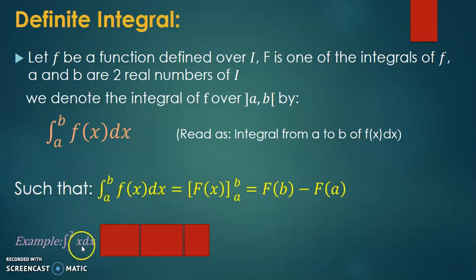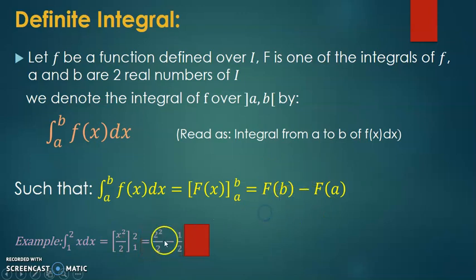So for example, if you have the integral from 1 to 2 of x dx. First, you need to integrate x normally. So we add 1 to the power and we divide by the new power. So it'll be x squared over 2. Then you put the brackets and you put 1 and 2 here as this notation. So now this means that you'll be evaluating this integral at 2 minus evaluating this integral at 1 using this rule.